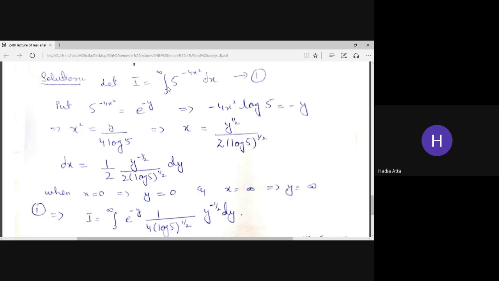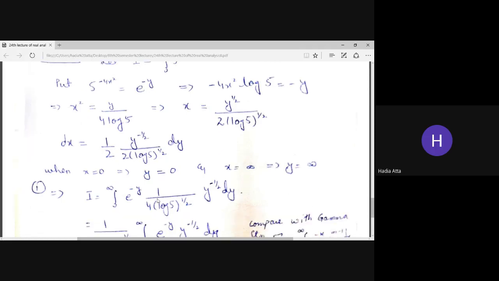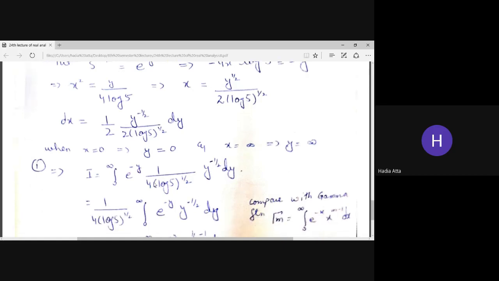So put all the values in equation number 1, and your new integral becomes the integral from 0 to infinity of e to the power minus y, and dx is equal to this one, that is 1 by 2 times 1 by 2, that is 1 by 4 times log of 5 raised to the power 1 by 2, y raised to the power minus 1 by 2 dy. Take the constant value outside the integration, so that will be 1 by 4 log of 5 raised to the power 1 by 2, the integral from 0 to infinity of e to the power minus y, y raised to the power minus 1 by 2 dy.